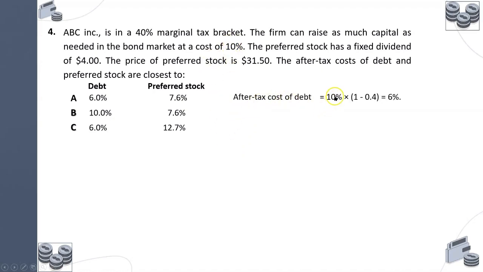After-tax cost of debt is 10% multiplied by 1 minus t, which is 6%. And the cost of the preferred stock, without the tax, is 4 divided by 31, which is 12.7%. That gives the answer C as the right answer.